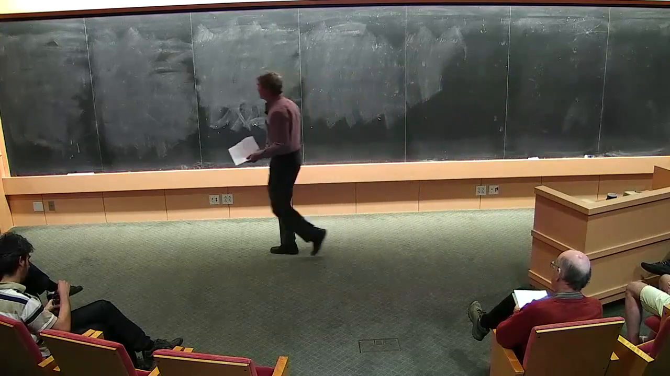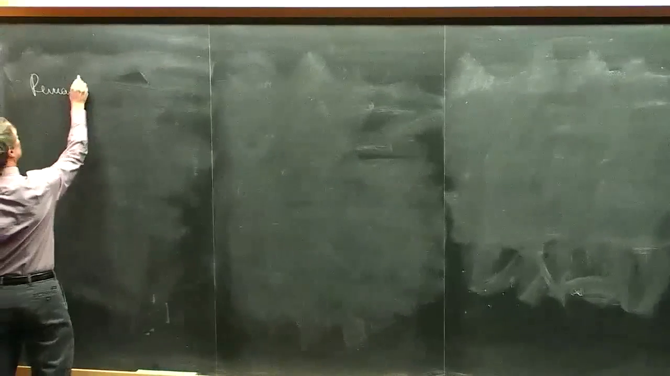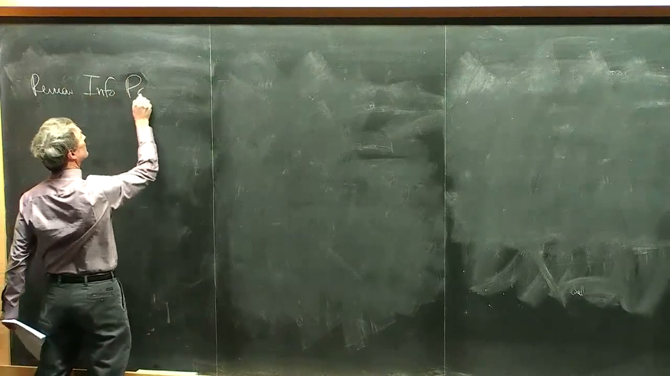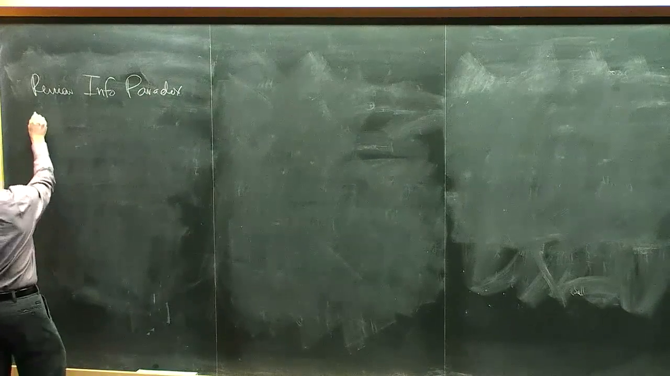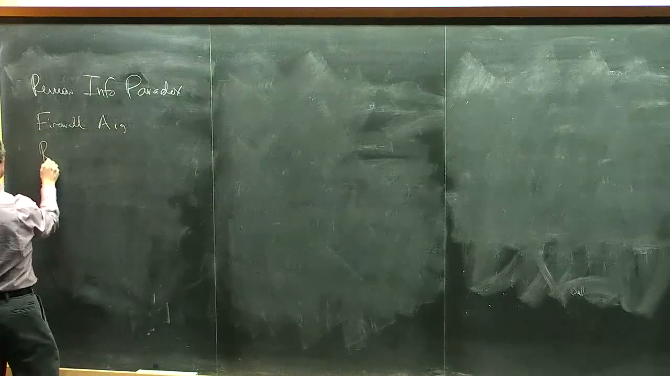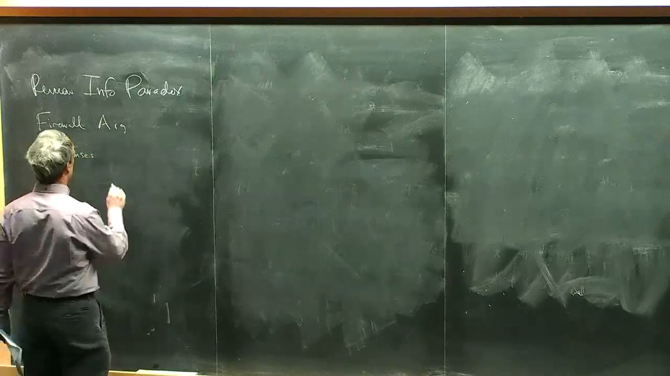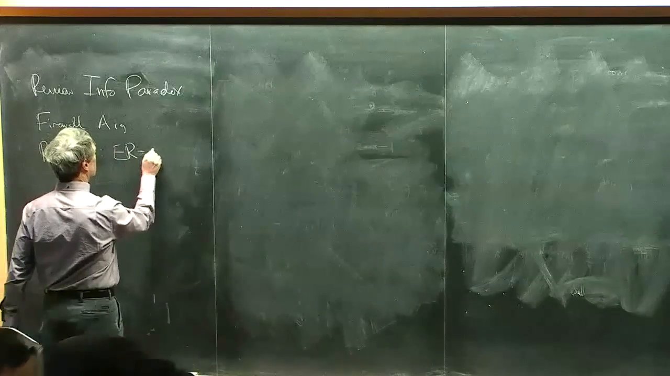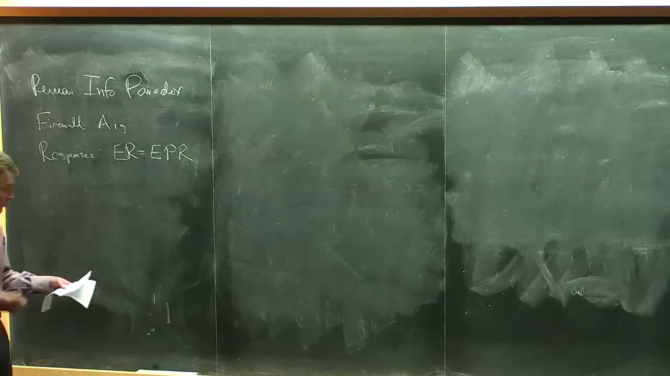Anyway, so what I want to do first is to review the information problem. Then the firewall argument. And then some responses, most particularly the one that seems to, well, A, get the most attention, and B, most closely resonate with things from quantum field theory, is this ER equals EPR. And so first to review first of all Hawking radiation.